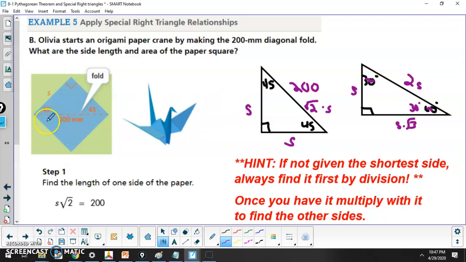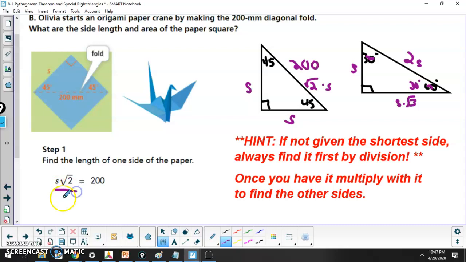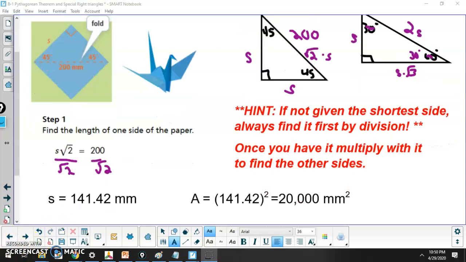All right, so if we know the diagonal, the hypotenuse is 200, to figure out each of the legs, we have to simply divide by the square root of 2. All right, so the side would be 200 divided by the square root of 2. You'll get about 141.42 millimeters. That's just an estimate because you're dividing by a square root.